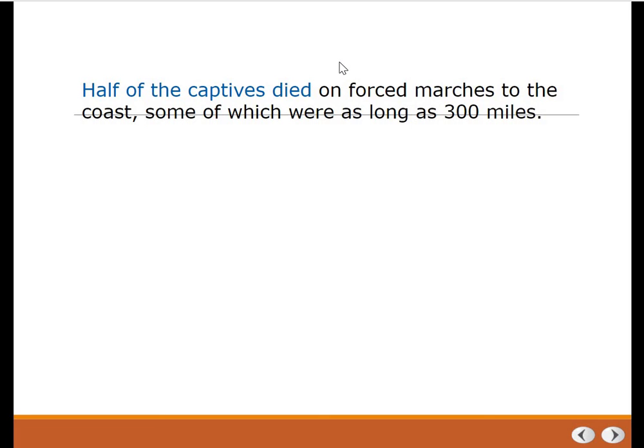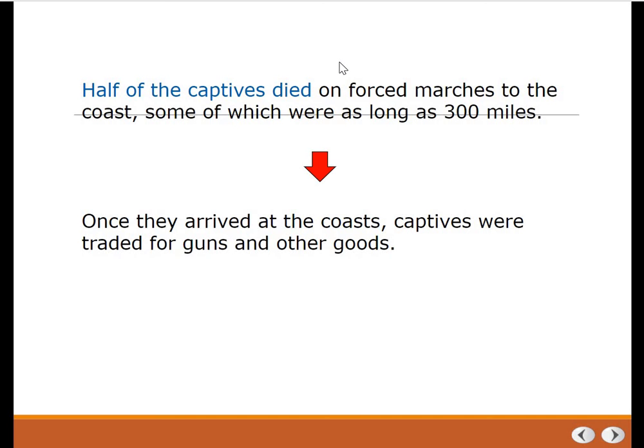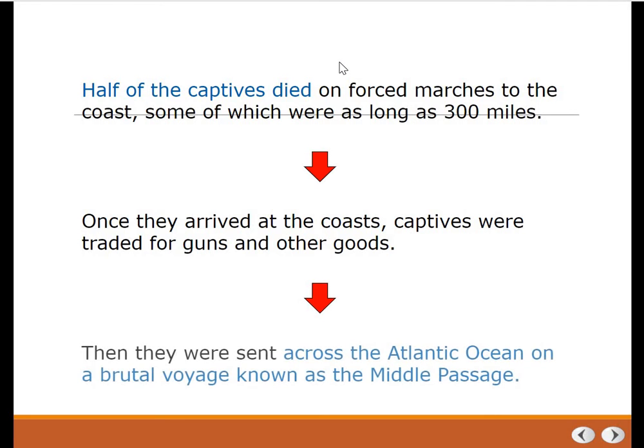Because Africa was so large and the conditions were terrible, people had to march to the coast before they could get to the ships. About half of the captives died on these forced marches to the coast. Once they arrived at the coast, captives were traded for guns and goods. So Europeans would give guns and goods like rum in exchange for captives and enslaved Africans.